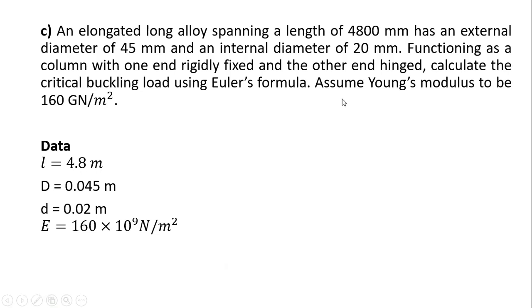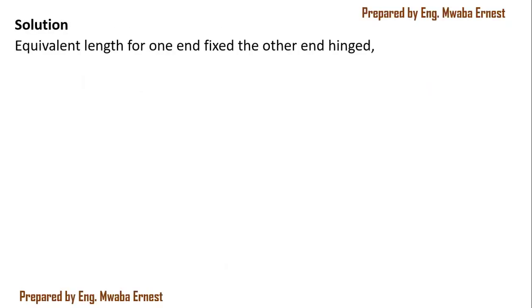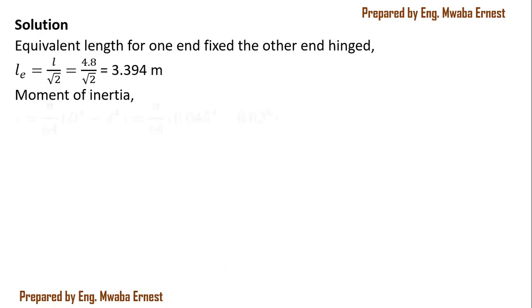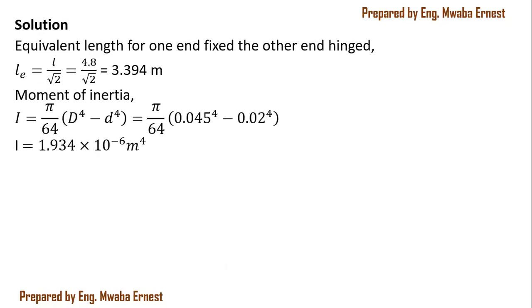So this time around, they haven't given us a thickness, so we've just been given directly the internal and the external diameters of this member. Now, one thing you realize is that we need to find the equivalent length for this hinged end. So how do you do it? There are several formulas. In our case, because it's pinned at one end and the other end is fixed.